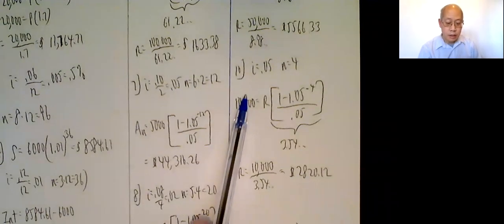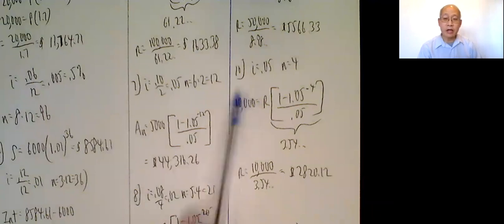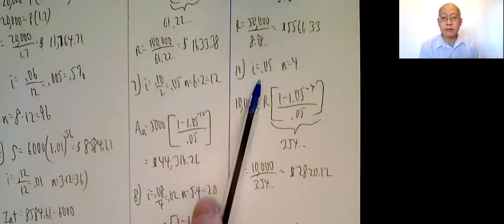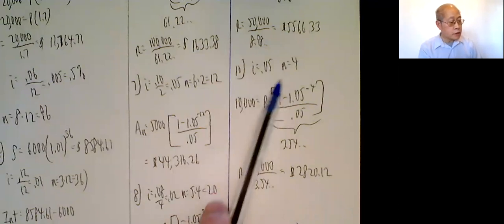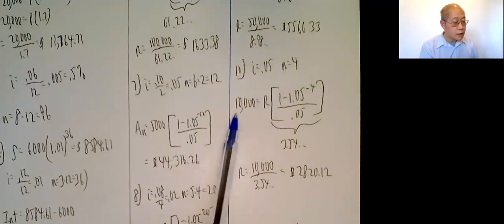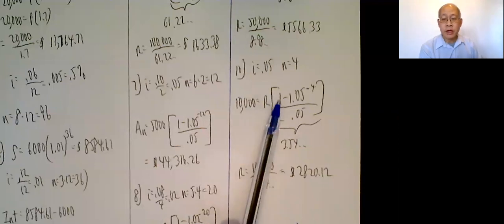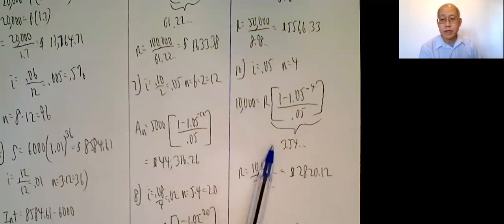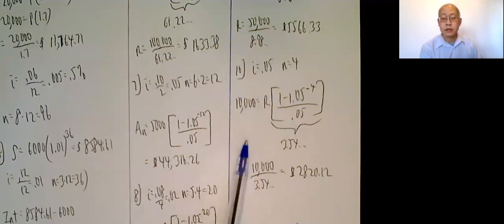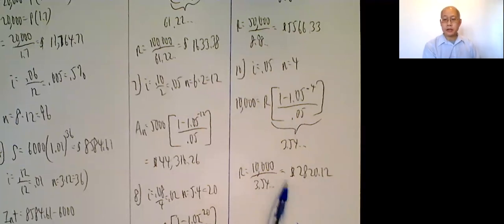Finally, number 10, I is 0.05. It's compounded annually, so you don't have to multiply or divide it by anything. It's 4 years, so n is just equal to 4. Okay, so plug everything in. 10,000 equals R, 1 minus 1.05 to the negative 4 divided by 0.05. This comes out to be about 3.54. So R is 10,000 divided by 3.54, and all the other digits, 2820.12. So that's my periodic payment.